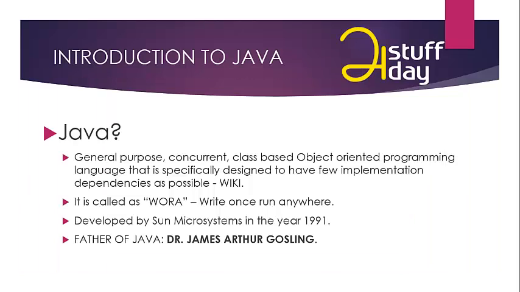So what do you mean by Java? Java is a general purpose concurrent class-based object-oriented programming language that is specifically designed to have as few implementation dependencies as possible. This is a definition from Wikipedia.